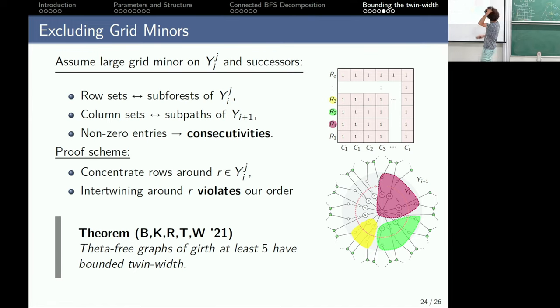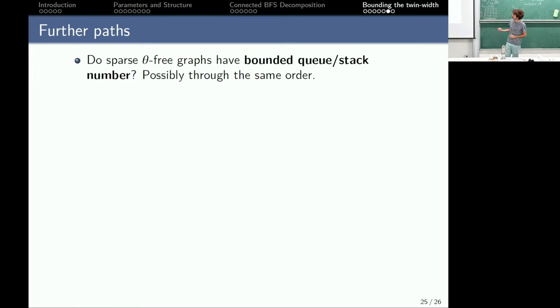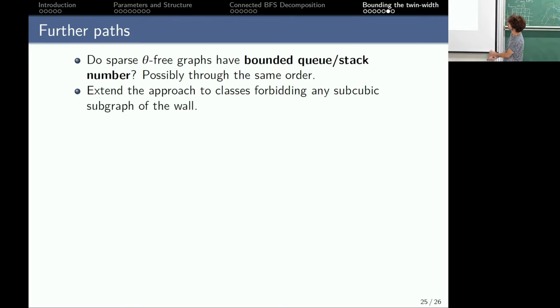I don't have the exact constant, but it's probably a small constant. If you forbid a theta as an induced subgraph and you have girth at least 5, then you have bounded twinwidth. So for the graphs, you can ask: is it the same class of graphs of bounded queue number or stack number? We believe it might be doable by maybe the same approach. It's very sparse, and even in this case it's easier to bound the twinwidth, but you could also bound the stack number if you get more precise in the analysis.